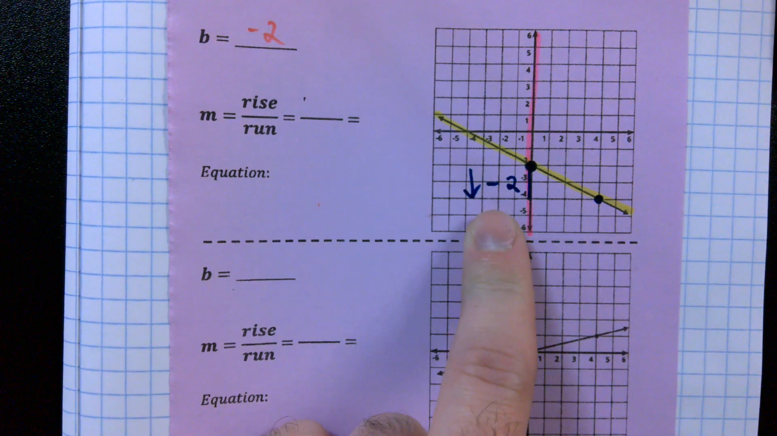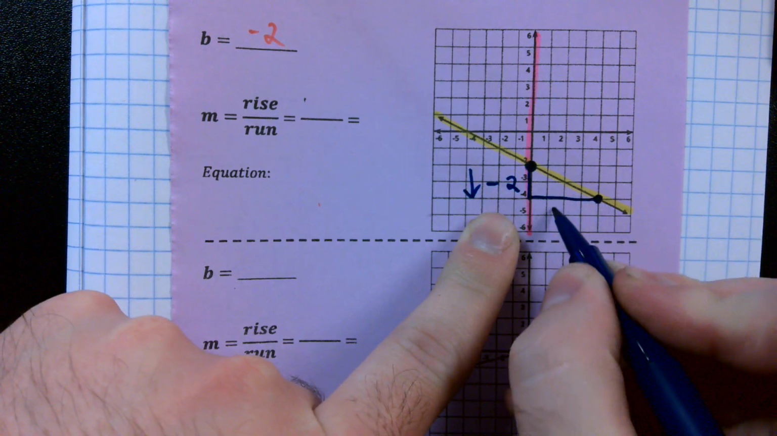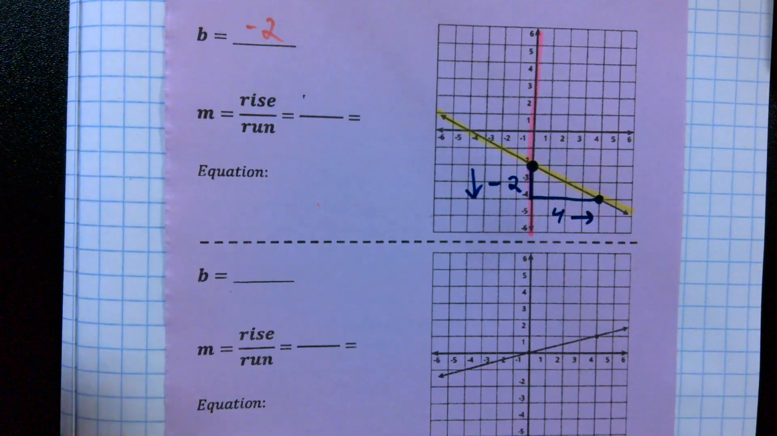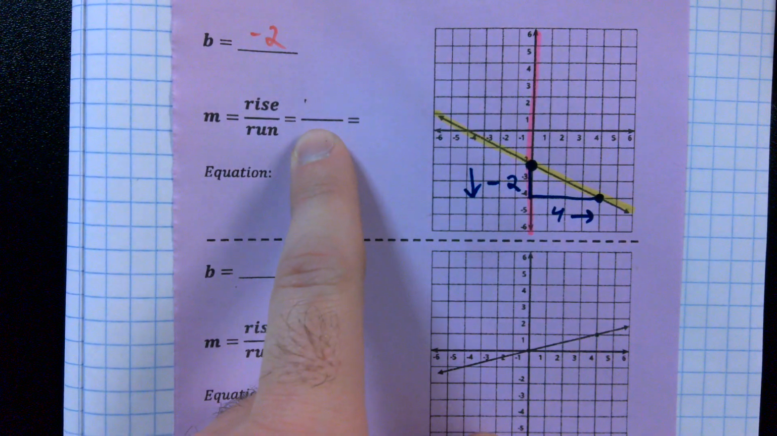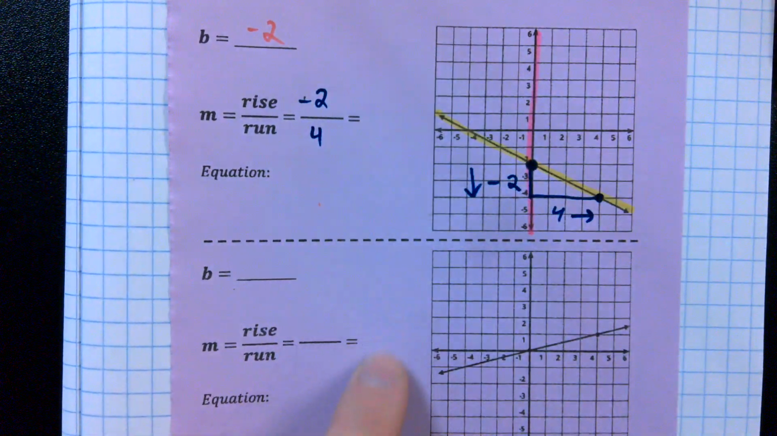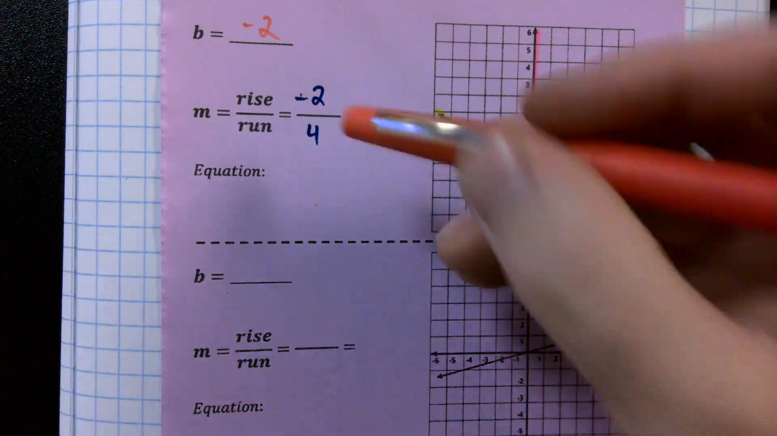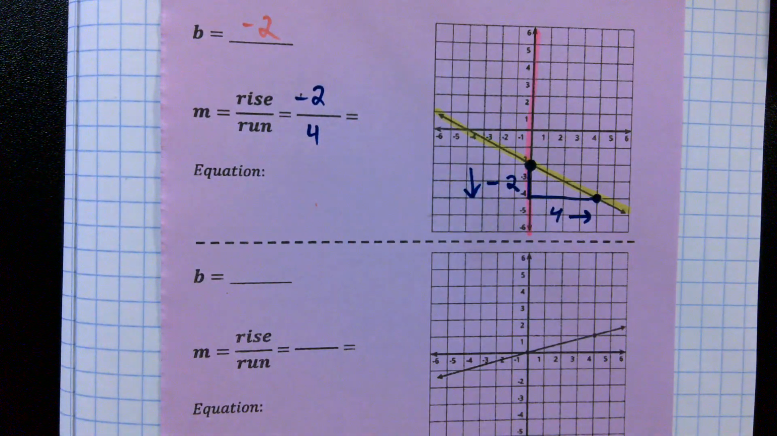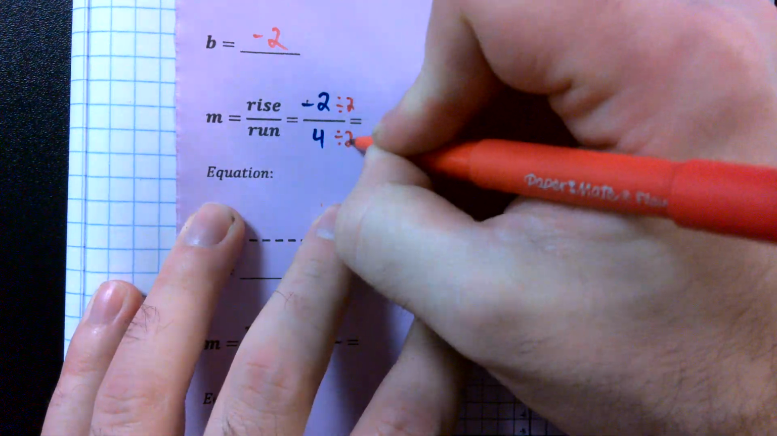I'm always going to run to the right. How many spaces to the right do I have to run? 4. So what's my fraction going to look like if I'm putting my rise over my run? Negative 2 over 4. Good. I can simplify this, right? What factor do 2 and 4 have in common? 2. I'll divide the top by 2, the bottom by 2.